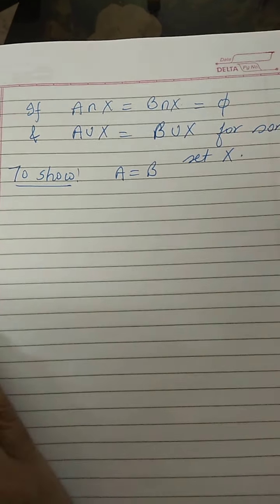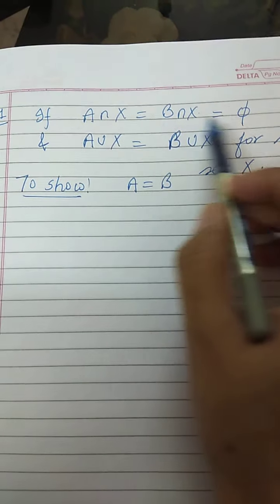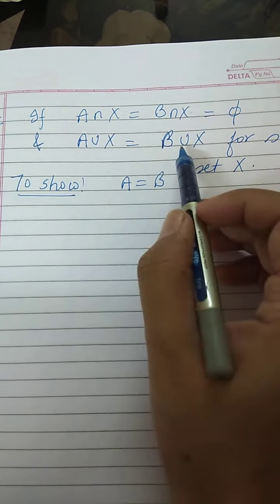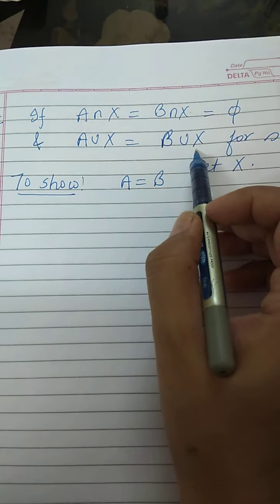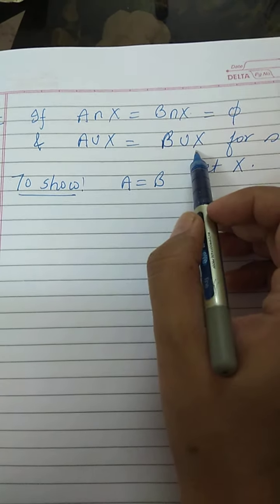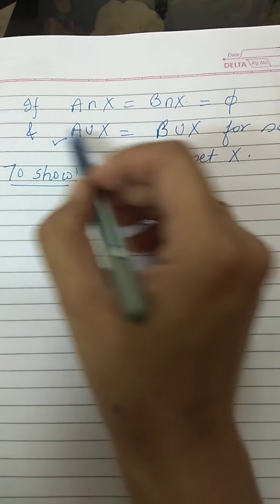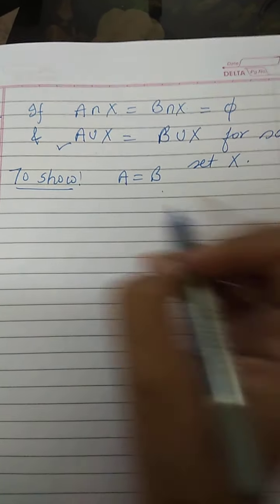So what is given, we will start with that only, right? A intersection X is equal to B intersection X is equal to phi. So this thing we will use in between. What we have to prove, A union X is equal to B union X. Sorry, this is also given. I am sorry, these two things are given. We have to prove A is equal to B. So this part we will start with, and this equation we will use in between.